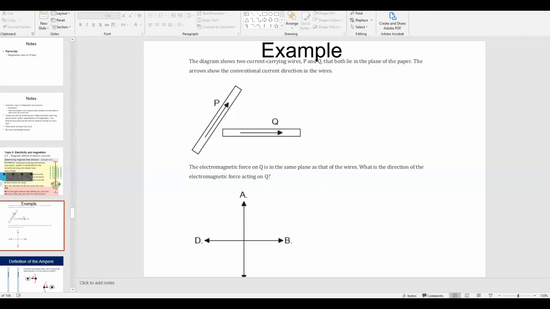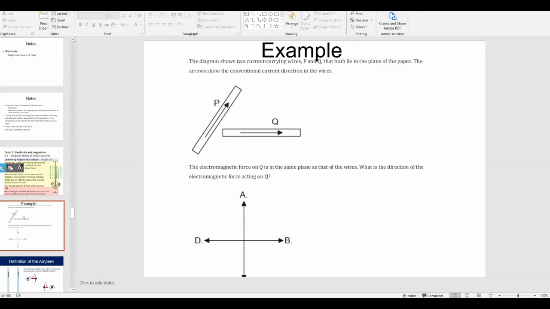Okay, so we're asked about the force on Q. Q is a current carrying wire. It is moving charge, and moving charge feels a magnetic force only if it's in the presence of a magnetic field. Now, where is the magnetic field coming from? It's coming from P. So Q feels a force due to the field created by P. Now, what is the direction of the field coming from P?